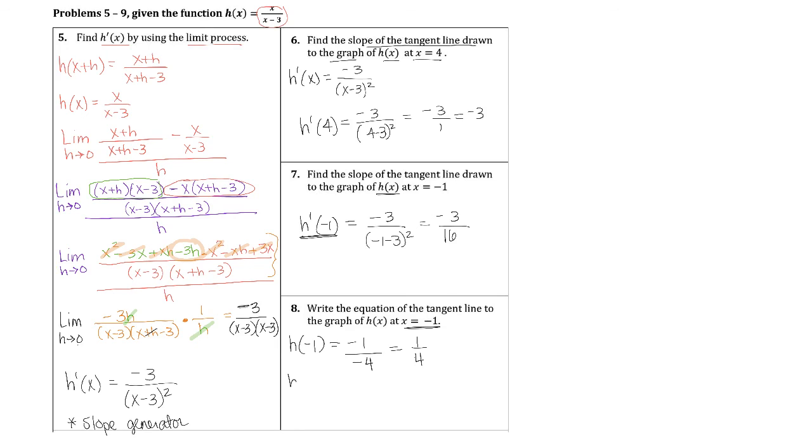And we already know what h prime at negative 1 is. That's going to be negative 3 over 16. We just found that. So our equation is going to be y minus our y value that we found equals our slope times x minus our x value. All right, there we go. There's our equation of the tangent line.